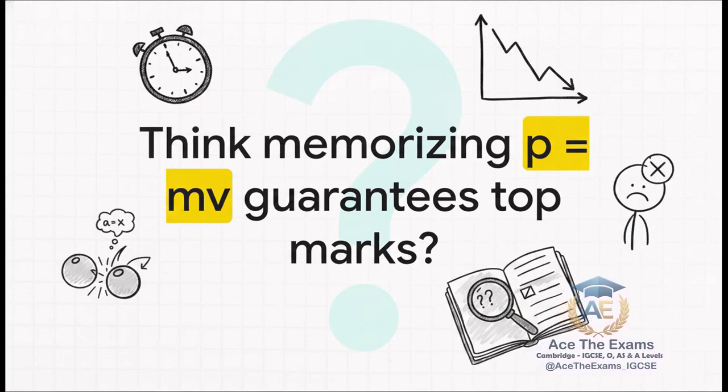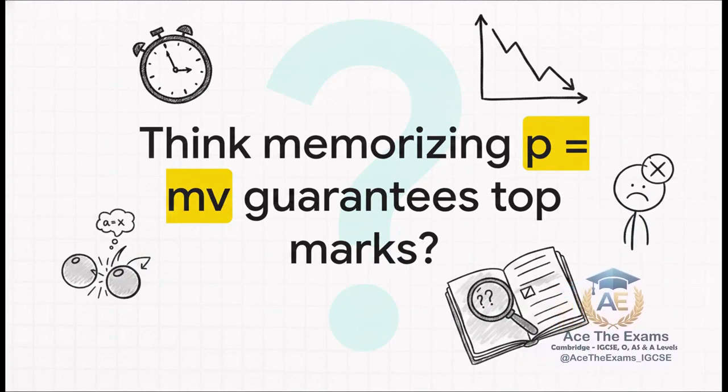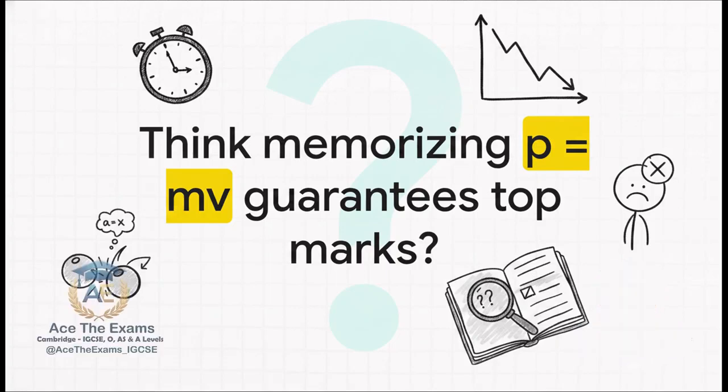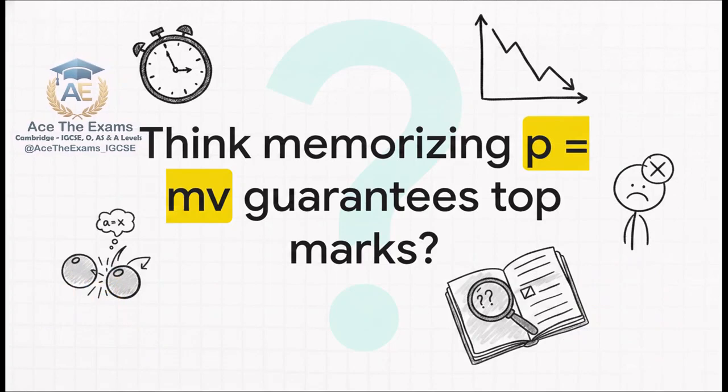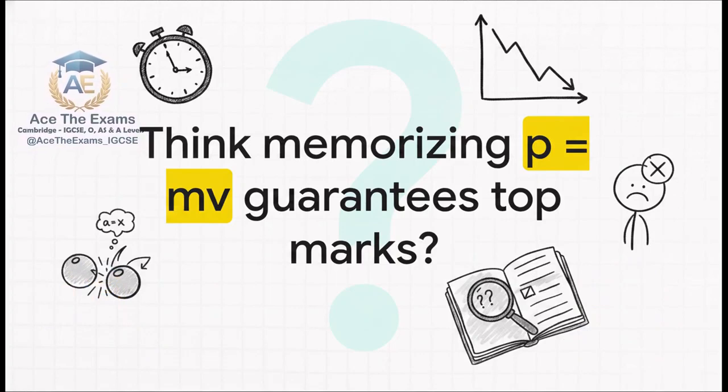They walk into the exam hall, they see a momentum question, plug in the mass and the velocity, get a quick number, and confidently assume they've just bagged all the marks. But then results day rolls around, and they've lost critical points, sometimes dropping entire grade boundaries. So why does this happen?